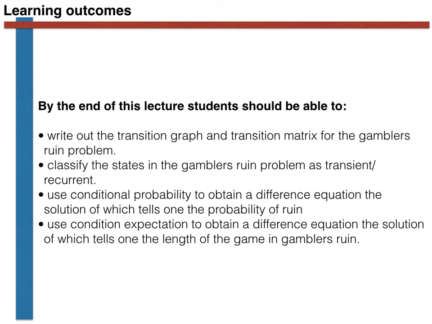To conclude then, you should now hopefully be able to explain the gambler's ruin problem. You should thus be able to use your understanding of this problem to write out the transition graph and transition matrix for the gambler's ruin problem, to classify the states in the gambler's ruin problem as transient or recurrent, to use conditional probability to obtain a difference equation, the solution of which tells one the probability of ruin, and to use conditional expectation to obtain a difference equation, the solution of which tells one the length of the game in the gambler's ruin problem.